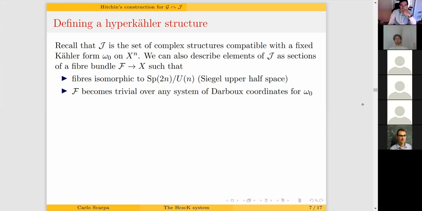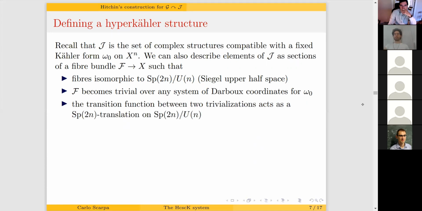Moreover, this fiber bundle trivializes anytime you fix a system of Darboux coordinates for your background Kähler form. And if you have two different systems of Darboux coordinates, then the transition function is just a translation by the action of Sp(2n).